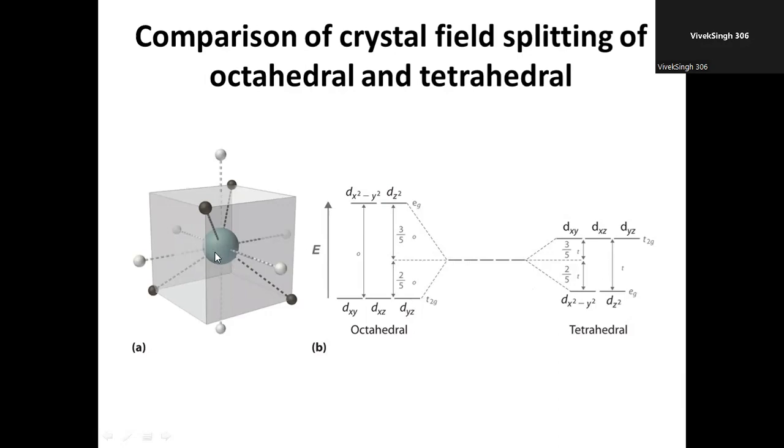Okay, so here we are able to see that this is a cube, and in the center we have a metal ion. The cream color ligands are nothing but the octahedral ligands, whereas the black ligands are nothing but the tetrahedral ligands. Okay, so in this diagram we are able to see both the octahedral complex and tetrahedral complex within one diagram itself, and here we are able to see the octahedral and tetrahedral crystal field splitting comparison.